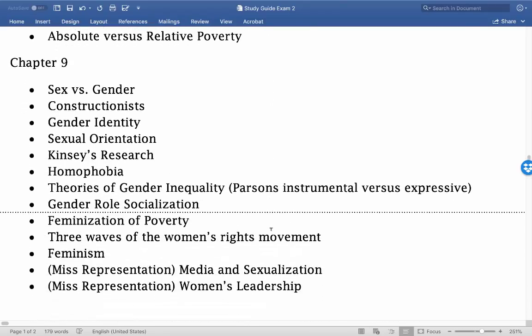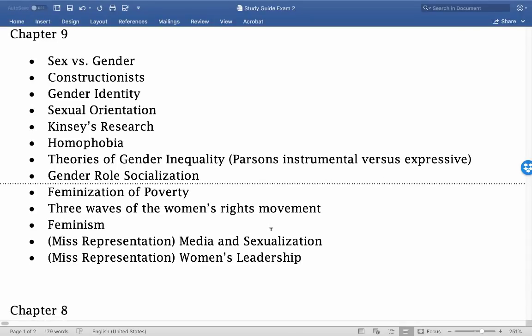Alrighty, chapter 9. So just the difference here is that sex is a biological category and gender is a social category that determines how we're supposed to act, right? Constructionists are people that think that gender roles come from the social construction of a culture, so how gender develops has everything to do with the meanings in the culture, the historical time period, all that kind of fun stuff. Gender identity is just an individual self-definition of their gender. Right, pretty easy there. Sexual orientation is just your inclination towards who you have sexual attraction towards.